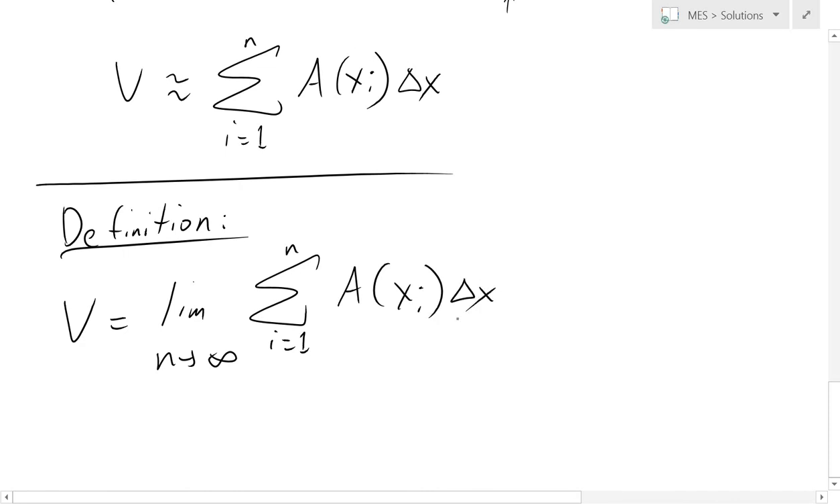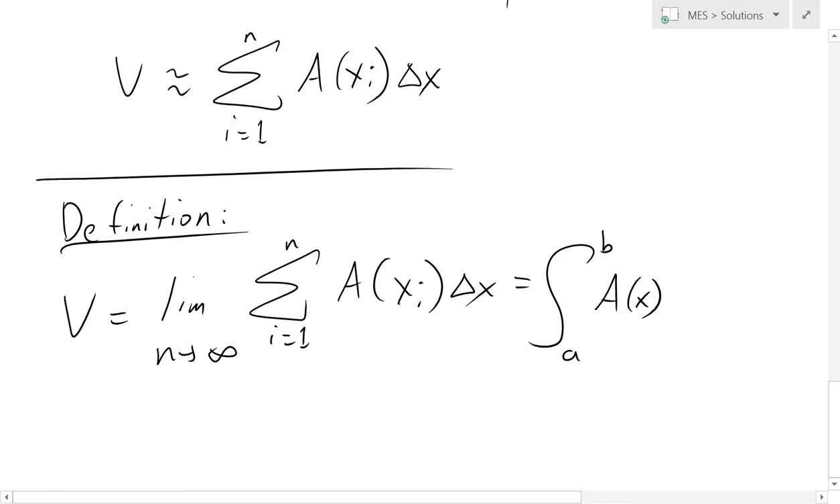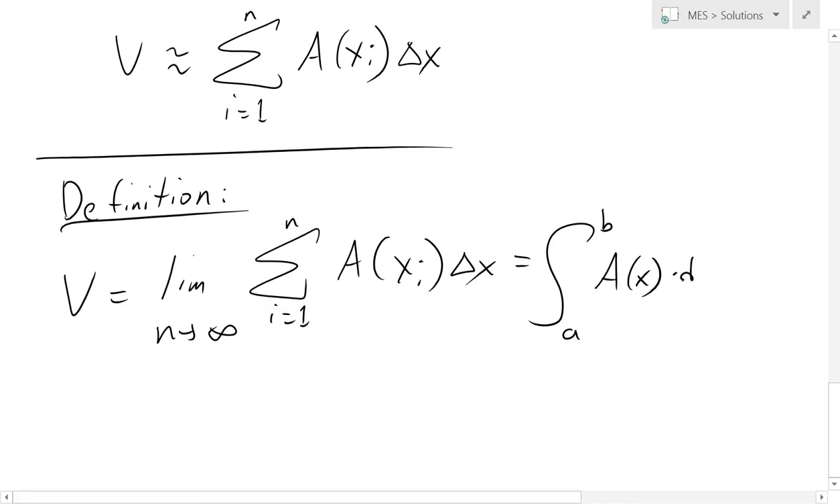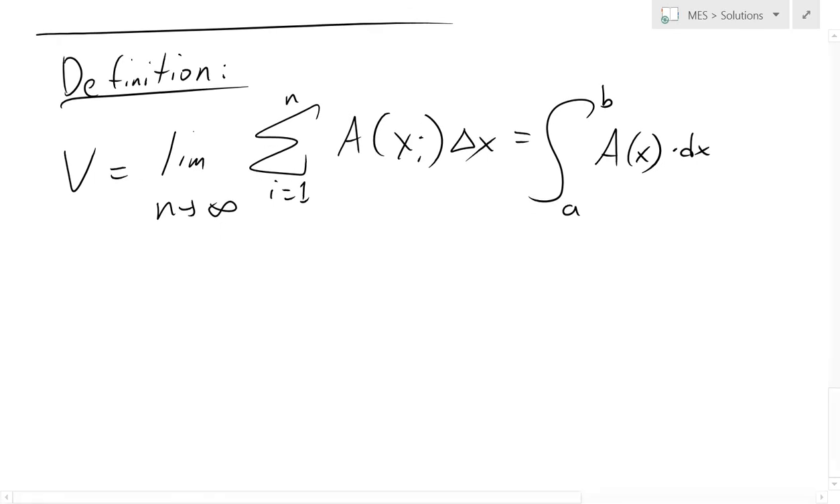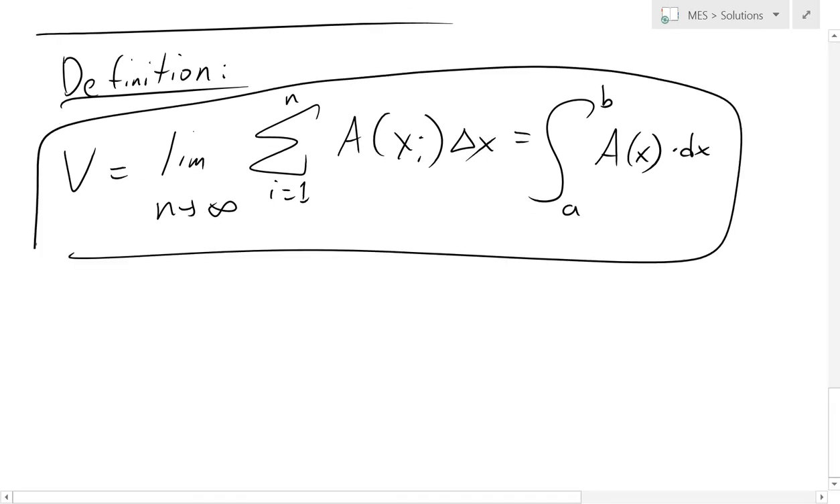Now this is just a Riemann sum, and like I showed in my earlier video, you could write this as an integral, and this is actually the definition of an integral. So it's the integral from a to b of A(x), which is the cross-sectional area at any point x, times dx right here, where dx is just the infinitely small segment, delta x. So it's just going to be the difference delta x, but infinitely small. And so this is our definition of volume.